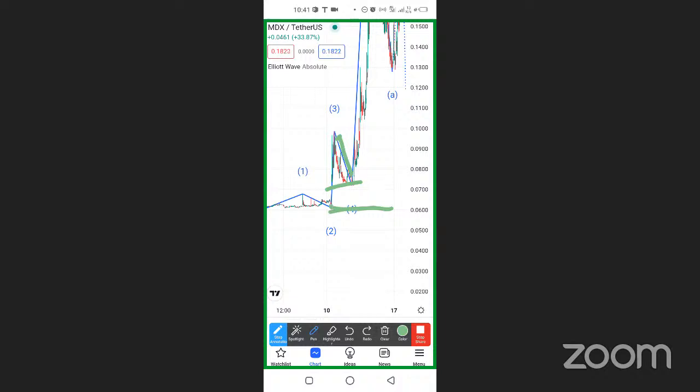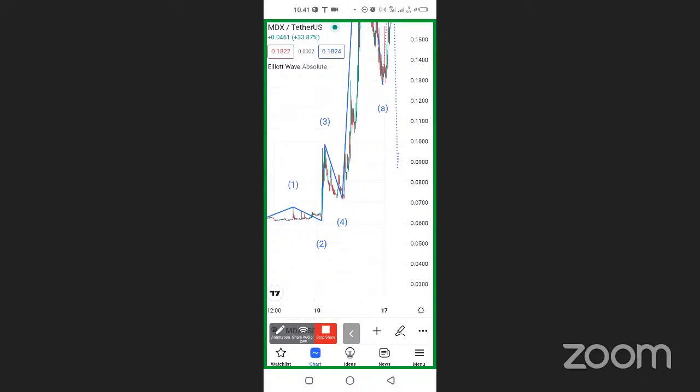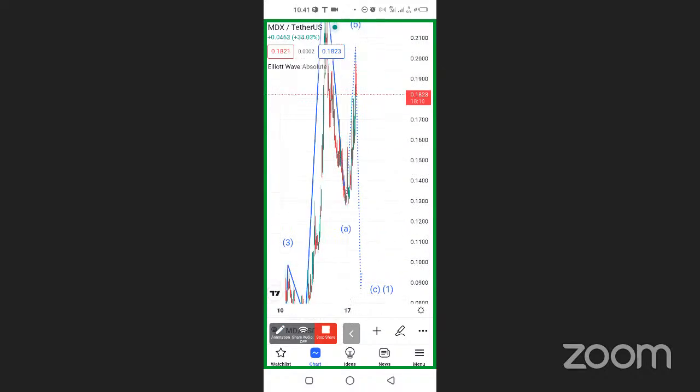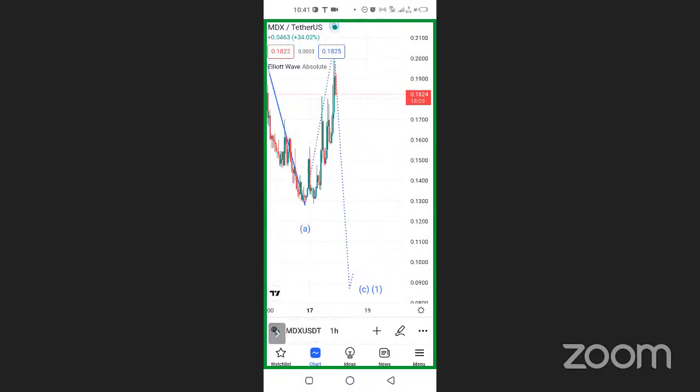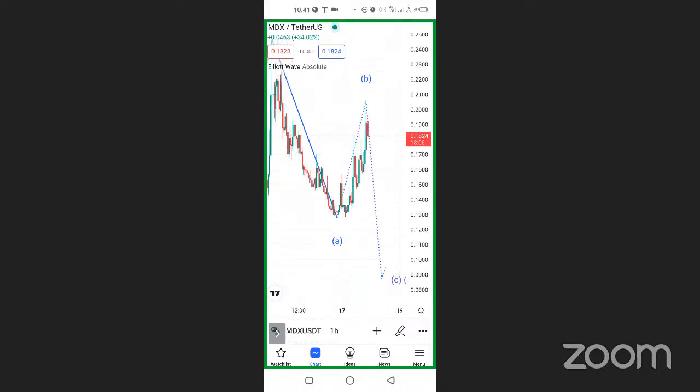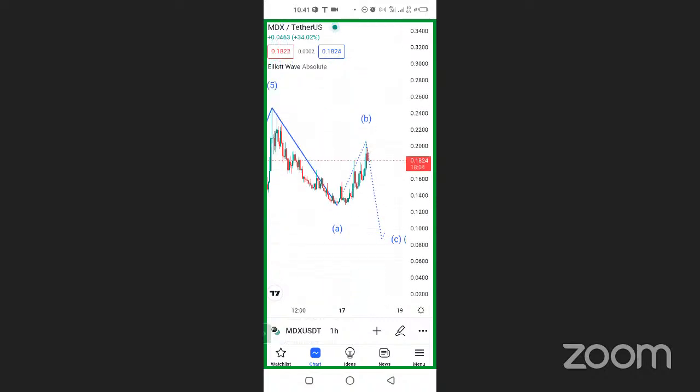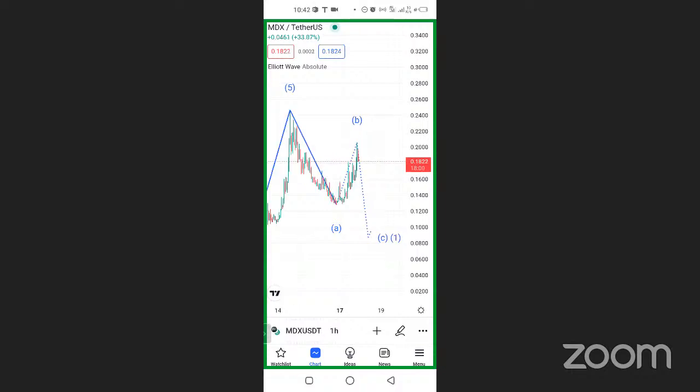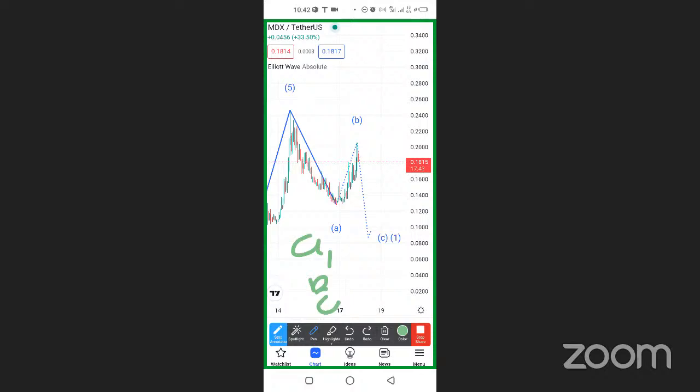Okay. Now, let's go to the corrective waves. Now, after the market has formed wave number 5, it forms the corrective waves. And these ones fill up the gaps that were not filled by the motive waves. And these are A, B, and C. This is A, this is B, and this is C.